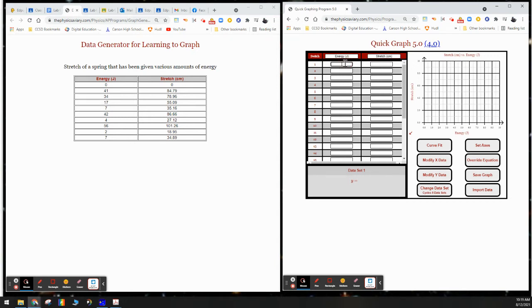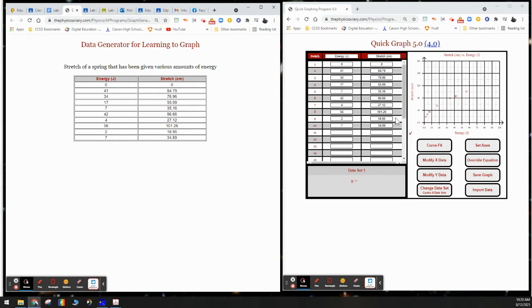Essentially we'll do the first couple with 0, 0. Now look at energy. We have 41 joules, 34, 17. Notice it's not in order. 41 corresponds to 84.79. 34 corresponds to 78.96, and 17 corresponds to 55.09. So I would just keep on going. Now notice it's not in order, but that's actually not necessary. Let's go ahead and do them all. Let me pause the video, and I'm going to put in all of the numbers. All right, so we have all the data in here.